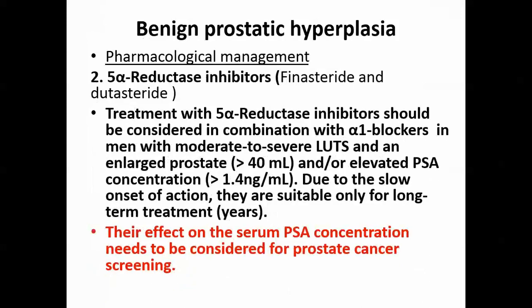Now, when are we going to use the 5 alpha reductase inhibitors? We said the alpha 1 blockers are used if we have a patient with lower urinary tract symptoms and a prostate smaller than 40 ml; that will be perfect for them. But here we have a patient who has a prostate size more than 40 ml, or a PSA more than 1.4 nanogram per ml. Here, in addition to the alpha 1 blockers, we will give them 5 alpha reductase inhibitors.